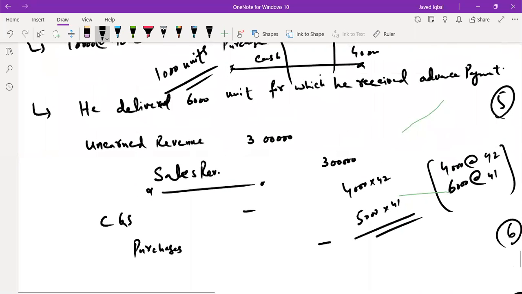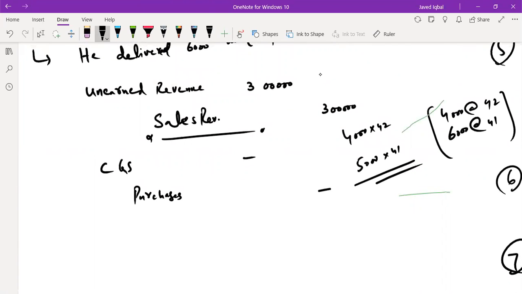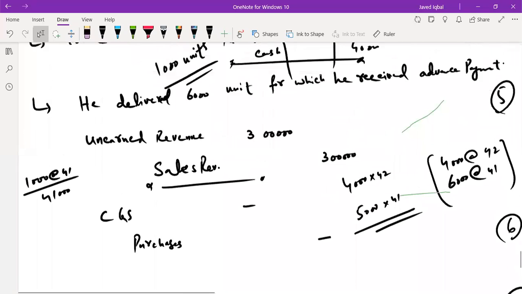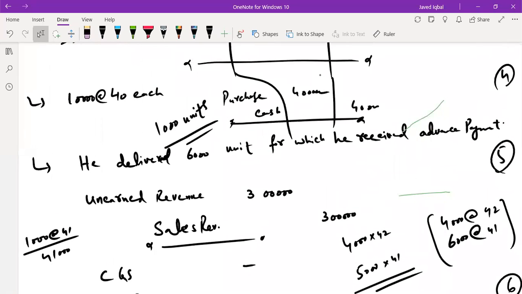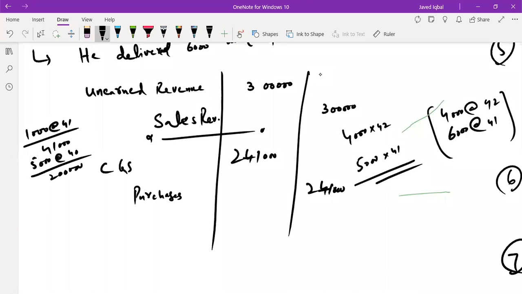So you had 1,000 previously at 41. So 1,000 at 41 means 41,000, and then you have 5,000 costing 40, so 200,000. So now your total CGS would be 241,000 and 241,000 worth of purchases will be credited. Is it understood?